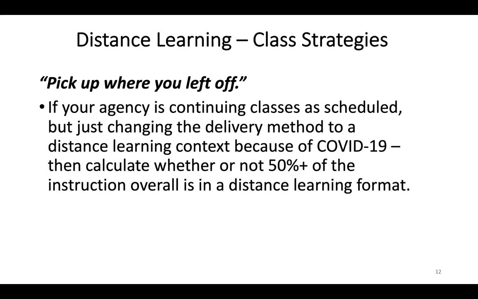The students are the same. We're still meeting on Tuesday, Thursday mornings or whatever. The only difference is we're meeting Tuesday, Thursday morning at 10 a.m. via Zoom rather than in the regular classroom. So we're just keeping it all the same. We're just meeting the same time, but doing it a little differently. So in that case, we just keep the class record as is, but we do need to worry about that 50% rule. Next slide.